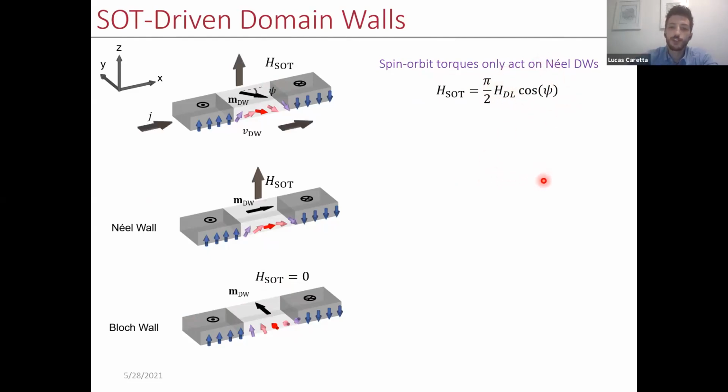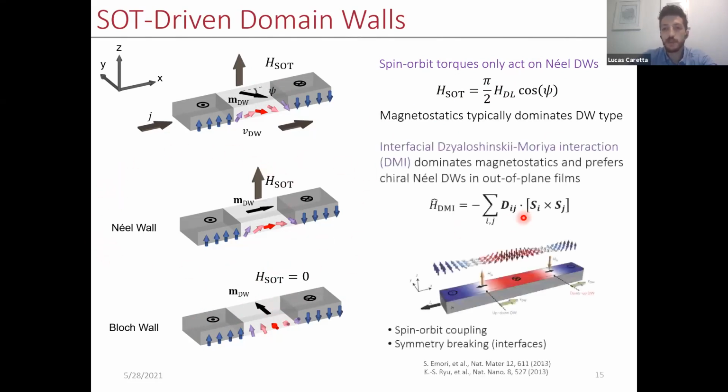What's challenging is that typically magnetostatics dominates what type of domain wall can form in a material. In thin film materials, magnetostatics says you get Bloch domain walls. So it's actually not trivial to stabilize this special type of domain wall in films. But very fortunately, we can use local interactions, not just long distance interactions, local exchange interactions, to stabilize these types of Néel domain walls in films.